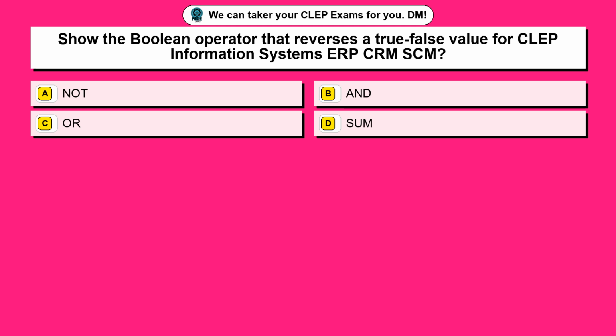Question 83. Show the Boolean operator that reverses a true-false value for CLEP Information Systems ERP CRM SCM. Option A. NOT. Option B. AND. Option C. OR. Option D. SOME. The correct answer is Option A, NOT.